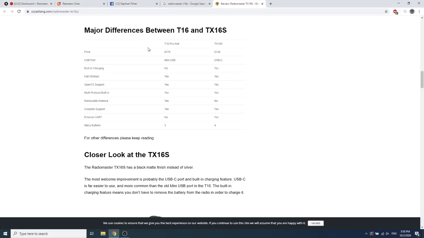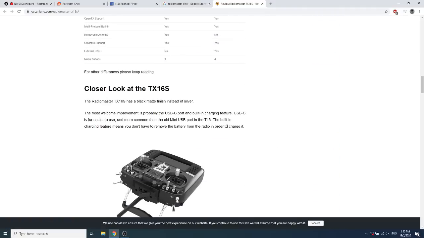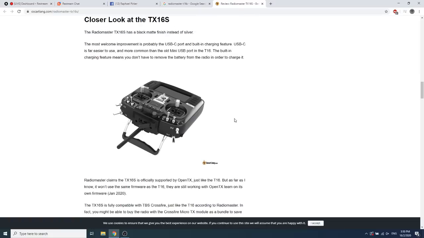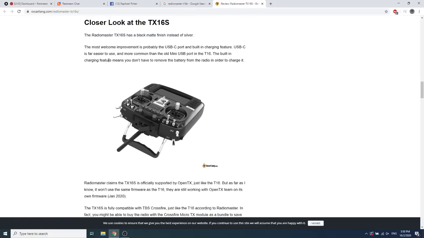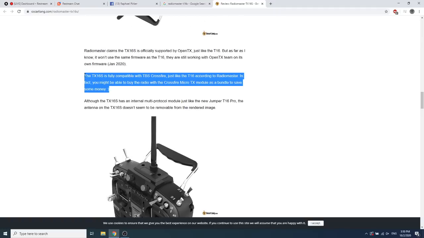Okay, so it's a lot cheaper. Hall. Oh wait, both. Does it say the gimbal? Yes. Hall gimbals, yes. OpenTX support, yes. Multi-protocol built-in, yes. Removable antenna, no. Manual buttons. Oh yeah, 1, 2, 3, 4. Didn't even notice that. Built-in charging. Officially supported by OpenTX, just like the T16. But yes, it's going to be the same because it's the same. In fact, you might be able to buy the new, yeah.